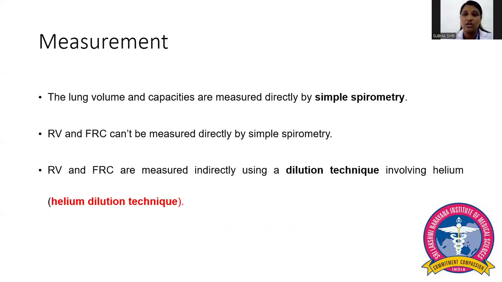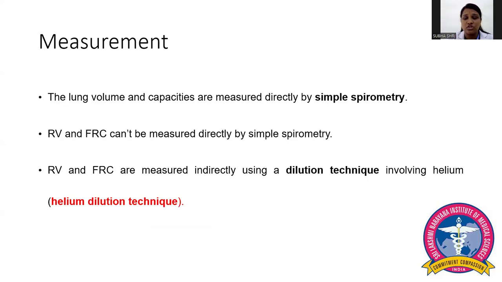So how can these lung volumes and capacities be measured? Usually, they are measured directly by simple spirometry. In the next slide, we have the spirometry recording, where with a simple spirometry we can record the lung volumes and capacities, except for 3 that cannot be measured with spirometry. They are residual volume, functional residual capacity, and total lung capacity.